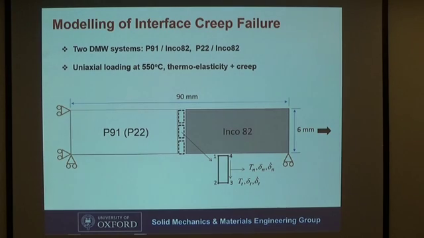So this is a model we built in Abaqus: the two materials with the corrosive layer or interface zone. We calculate the two systems independently because we want to understand what is going on for each simple case. The problem is uniaxial loading at 500 degrees C with thermal elasticity plus creep. At this stage, we don't consider the heat-affected zone, just the base metal and the interface zone.